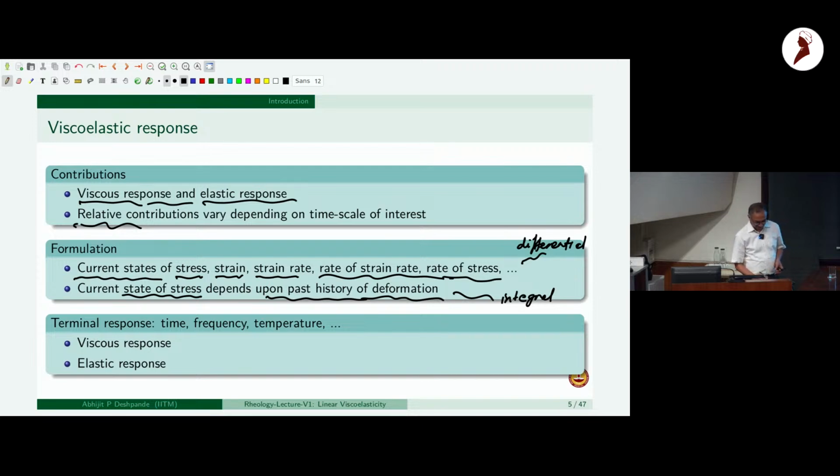The other expectation that we always test against is that there will be some terminal response, given the time scale of our examination. If we do a very large time scale experiment, or a very short time scale experiment, I would see one of the terminal responses. I might see a viscous response at very large times, and a very elastic response at very short time scales. So I need to examine the material at these extremes and make sure that it conforms to my expectation of the terminal response.